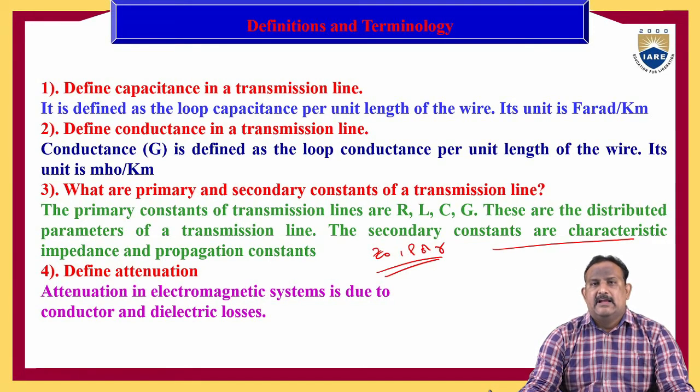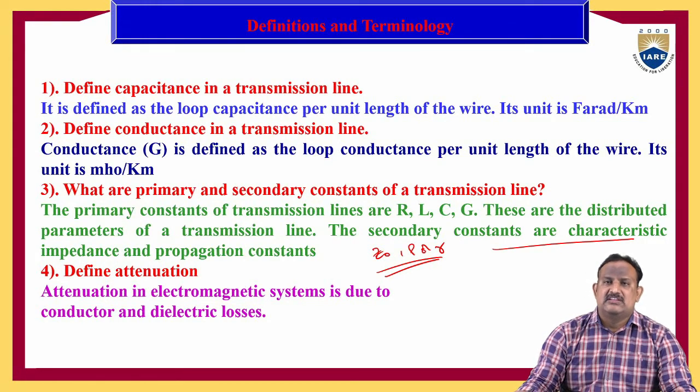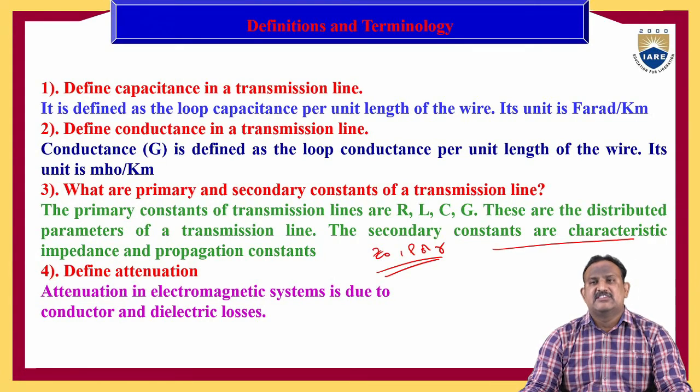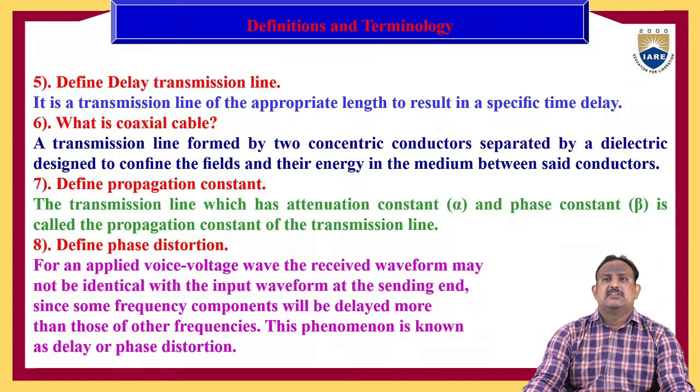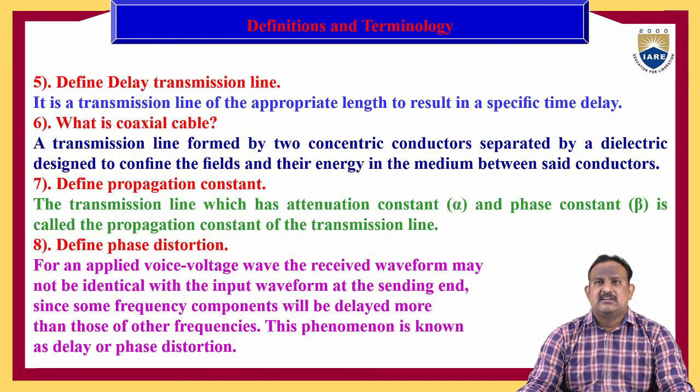Define attenuation. Attenuation in an electromagnetic system is due to conductor and dielectric losses. Because of these two losses, we have attenuation in a transmission line or wave propagation. Define delay transmission line. It is a transmission line of the appropriate length to result in a specific time delay.